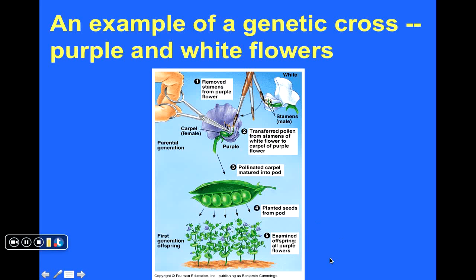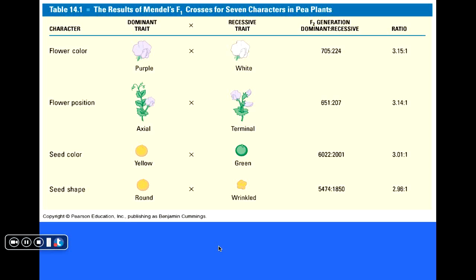Notice in this instance that the F1 generation contained all purple flowers. Somehow the white flower characteristic disappeared in that generation. But he took this one step further and said, well, what if we were to cross-pollinate a bunch of these F1 individuals and see what happens? So he did that, and sure enough, in the next generation, referred to as the F2 generation, the white flowers reappeared. Something very interesting was going on.